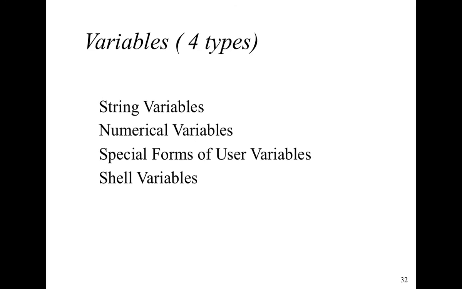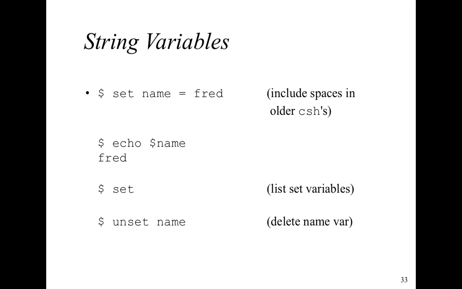Variables. We have 4 different kinds of variables in Unix that we can use. We have string variables, numeric variables, special forms of user variables, and then we have shell variables. So we can set name is equal to Fred. Include spaces in older C shells. Newer ones, you don't have to put the spaces in there anymore. You could just say set name equals Fred. So we can set our own variable. Echo name, we've actually done this before, so I don't have to repeat this. Set gives you a list of variables, and then unset name removes name as a variable.